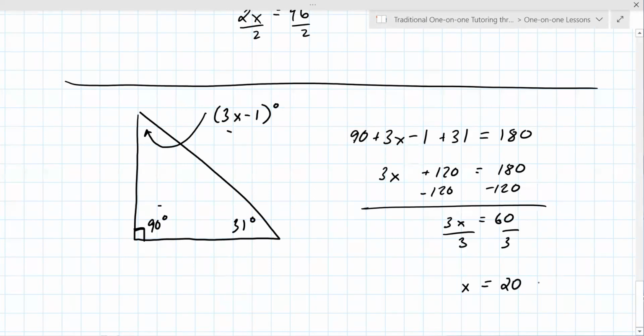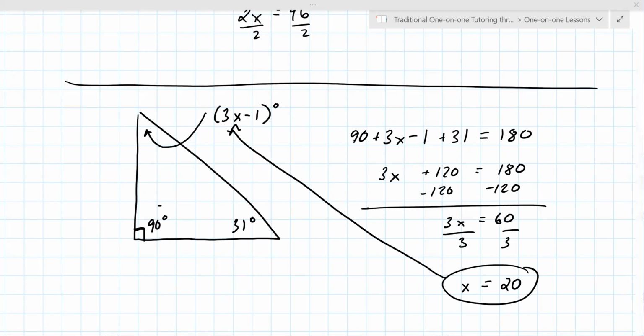So this is the intermediate step. You have to find x, and then you put x back into this equation. And that's why you said 59, because the angle measure is 59, but you get that by putting 20 in for x. You take the 20 and you put it in for x. So it's 3 times 20 minus 1. That's how you figured out that it was 59 degrees, because the angle is 59, but the x value is 20.